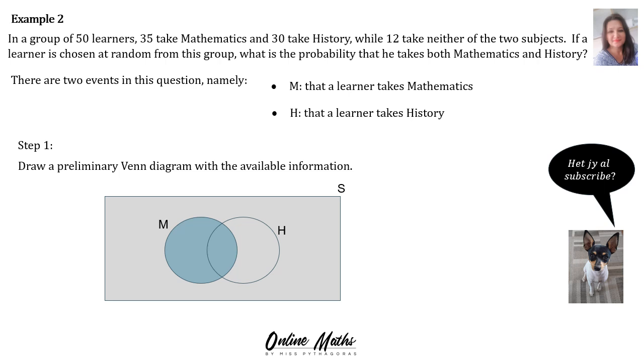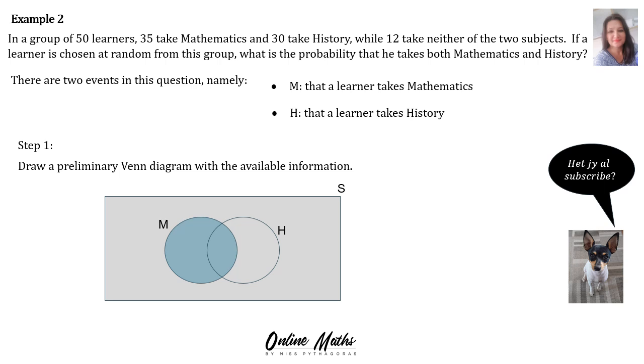Example 2. In a group of 50 learners, 35 take mathematics and 30 take history, while 12 take neither of the two subjects. If a learner is chosen at random from this group, what is the probability that he takes both mathematics and history? Can you see it's the intersection? There are two events in this question, namely M, that a learner takes mathematics, and H, that a learner takes history. Step 1. Draw a preliminary Venn diagram with the available information.